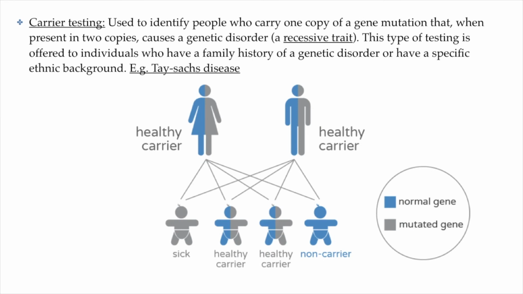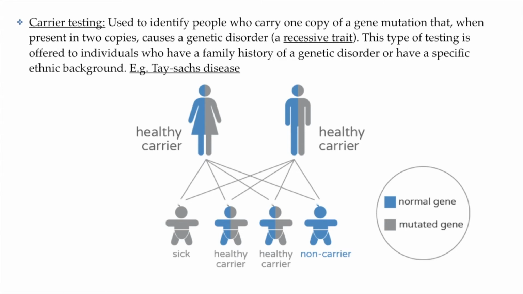Another type of testing that can be done is carrier testing. Carrier testing is used to identify not people who have a genetic disorder, because they are healthy actually, it is just to identify people who have one copy of a gene that codes for a recessive genetic disorder. And we call those people carriers. So these are basically used to identify people heterozygous for a recessive genetic condition.